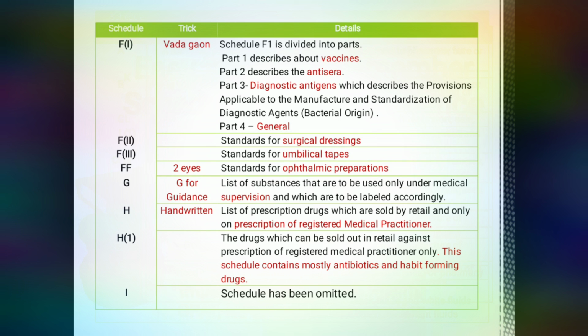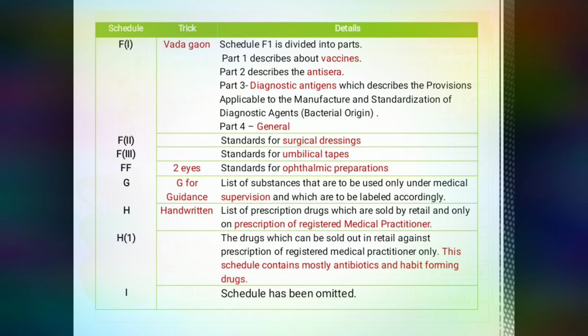Then next one is Schedule H, H for handwritten. That is list of prescribed drugs which are to be sold by retail and only on prescription of a registered medical practitioner. So these drugs are to be sold only after receiving handwritten prescription from a registered medical practitioner. Then is Schedule H1. H1 again handwritten, right? So again handwritten prescription. However, this is for drugs, mostly antibiotics and habit forming drugs.